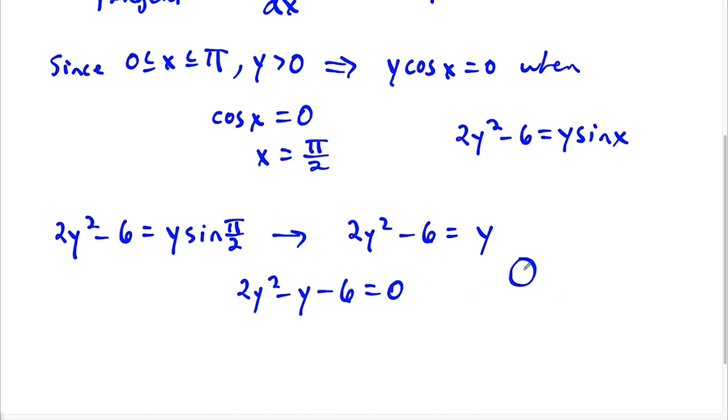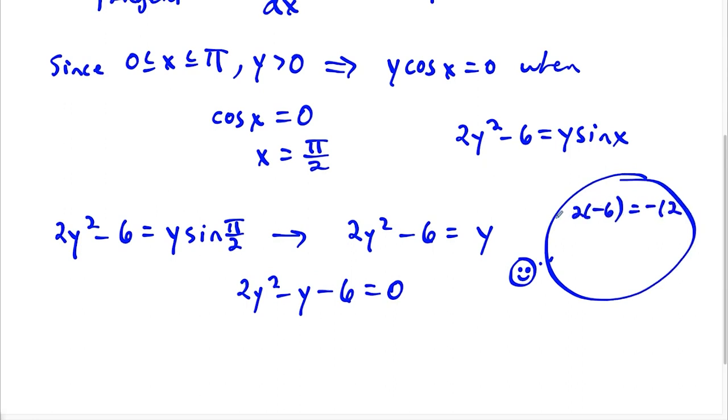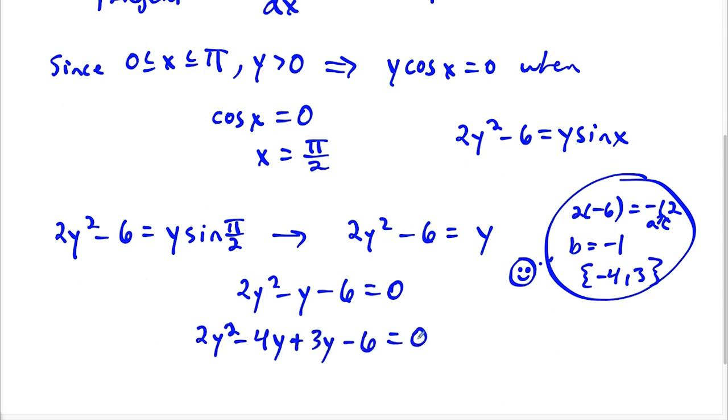Now, depending on how good you are at factoring here, we're going to use the AC method. You could probably get away with using guess and check here, but I just look at the AC term. I have 2 times negative 6 is negative 12. So this is our AC term. Our B term is negative 1. That's the coefficient in front of the y. So then I need two numbers that have a product of negative 12 and a sum of negative 1. And the two numbers are going to be negative 4 and 3. So then I rewrite the middle: 2y squared, and then instead of minus 1y, I have minus 4y plus 3y minus 6 is equal to 0.